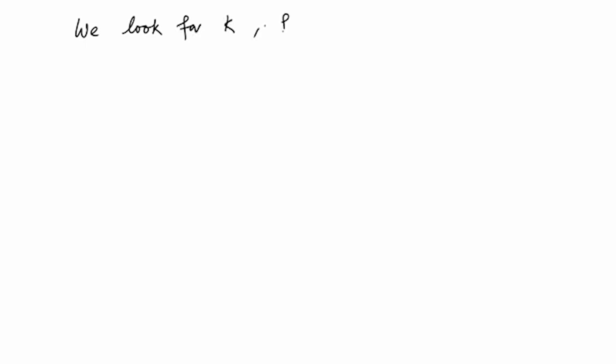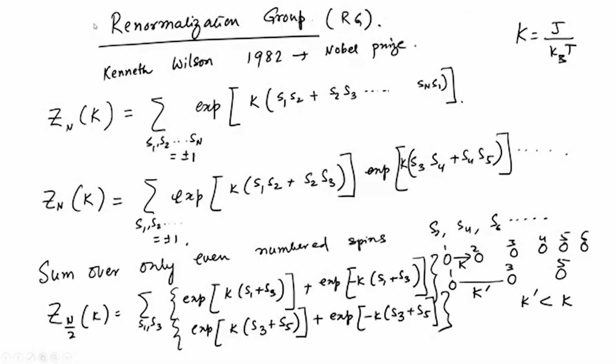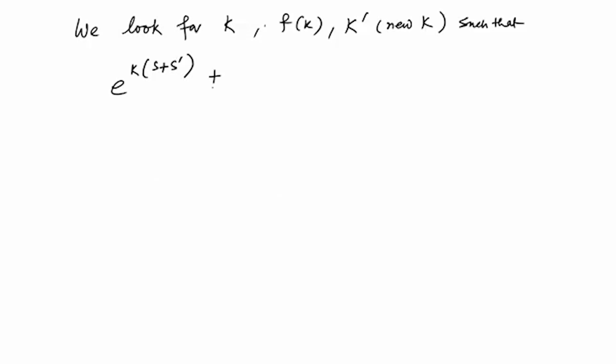So, we look for f(K) and a K prime, a new coupling constant, such that exponential K (s plus s prime), that is any two spins, for example s and s prime, where S1 and S3 in the first term, S3 and S5 in the second term, plus exponential minus K (s plus s prime), becomes some function f(K) times exponential K prime s s prime. You see, this is a quantity that we have to find out.